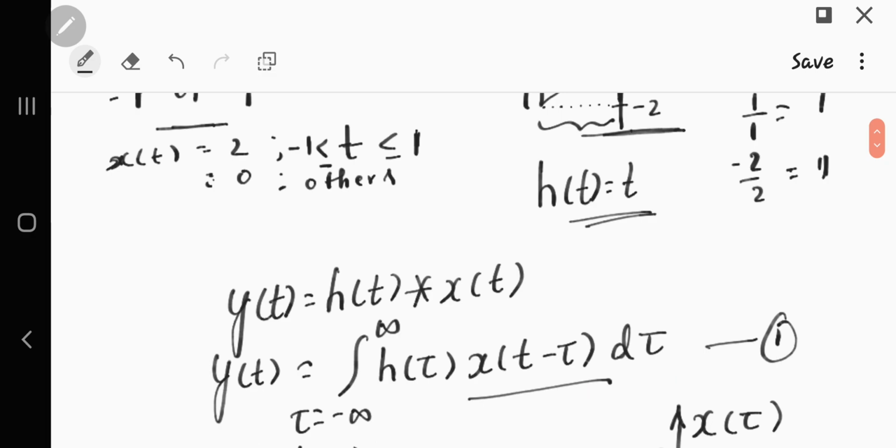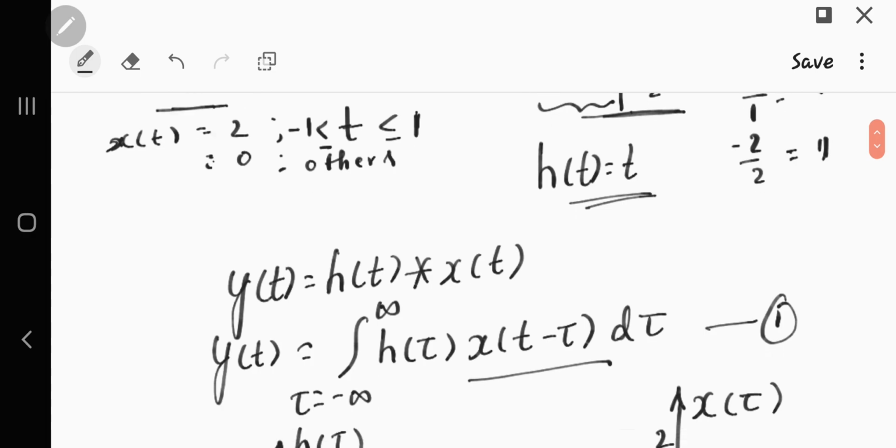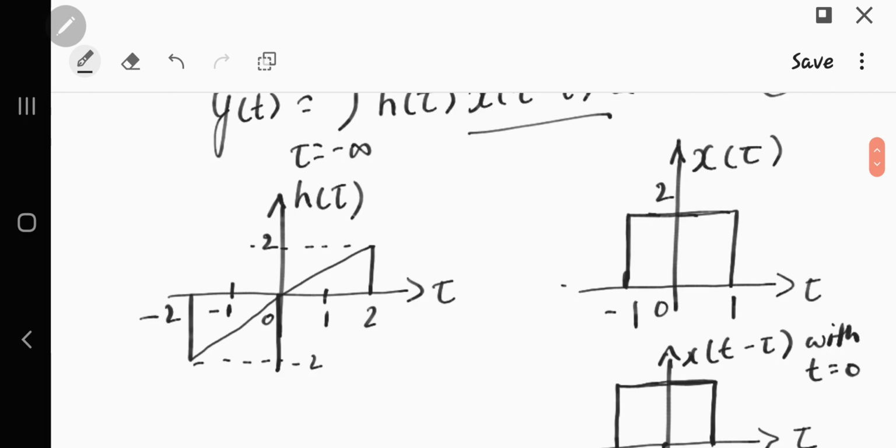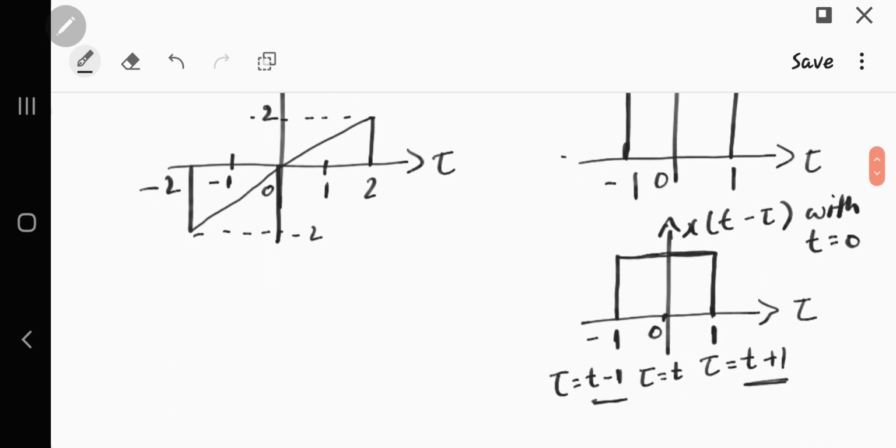Now let's plot. I already plotted the signal h of tau and x of t minus tau. I'll just explain the step how the plot has been done. Now h of tau, just replace t with tau, you will get it. Now x of tau, I have replaced t with tau, I got x of tau now. But to get x of t minus tau, I have to take x of minus tau considering t as 0. So the same step I am doing here also.